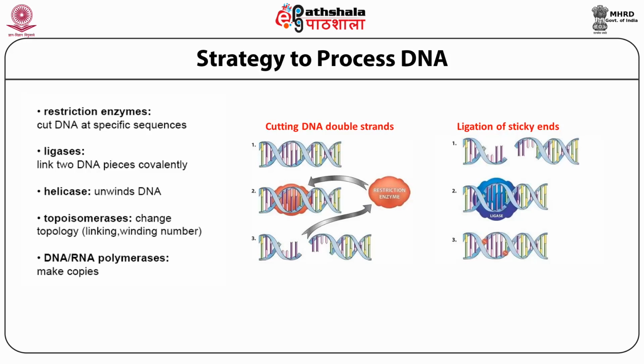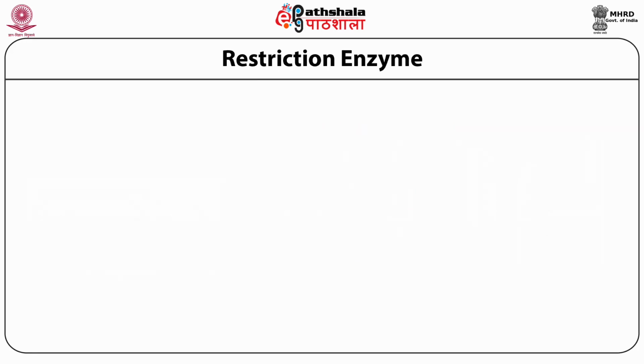Like that, there can be a helicase enzyme which unwinds the DNA, or there can also be DNA or RNA polymerase. We will also look at later how they make copies when we talk about polymerase chain reactions. Let's look at what is restriction enzyme.